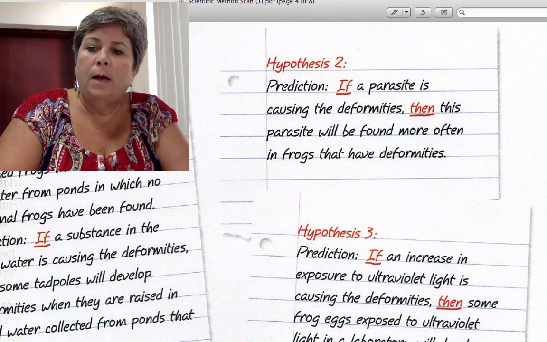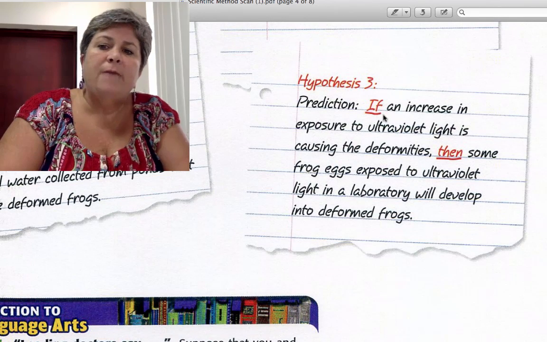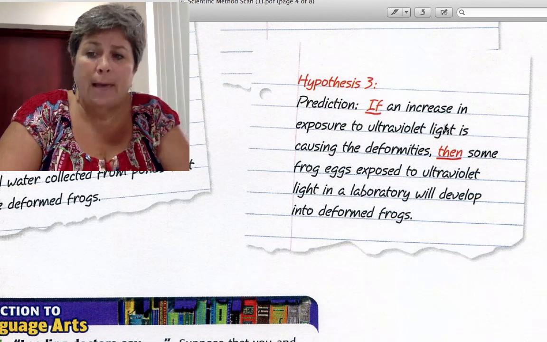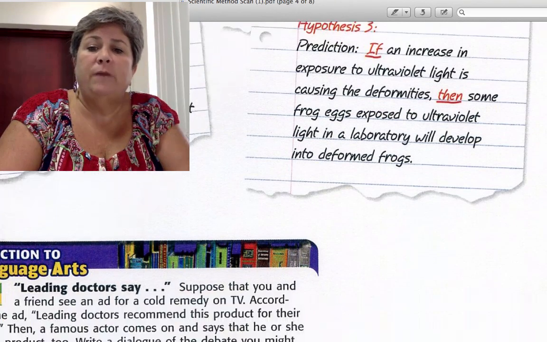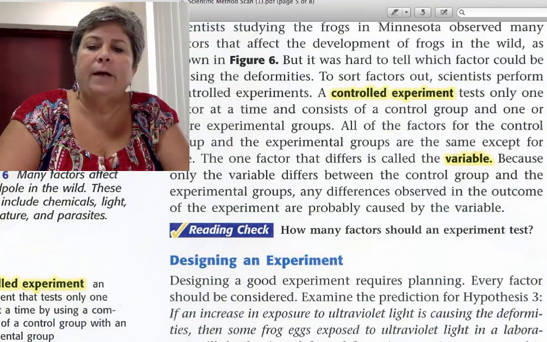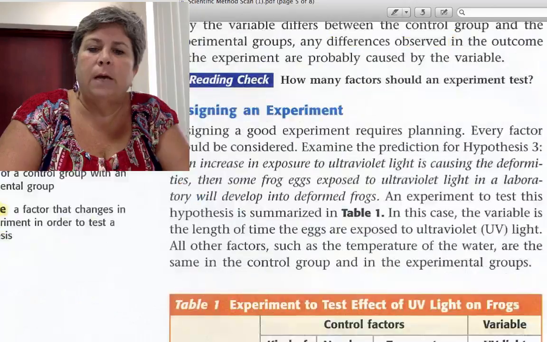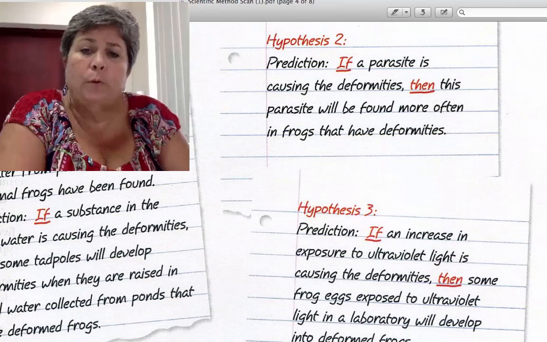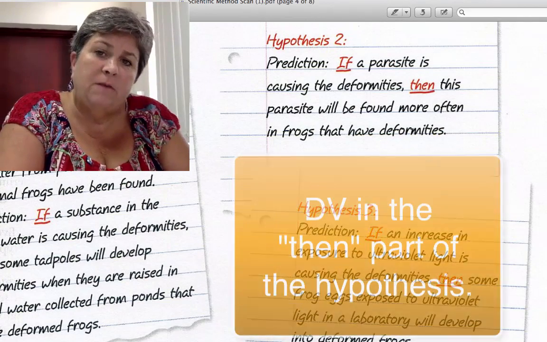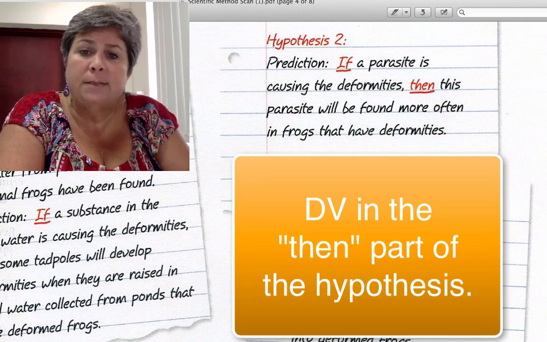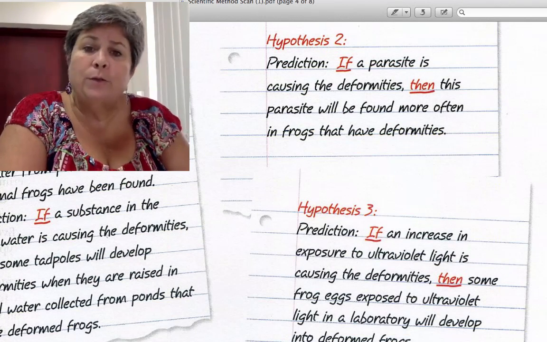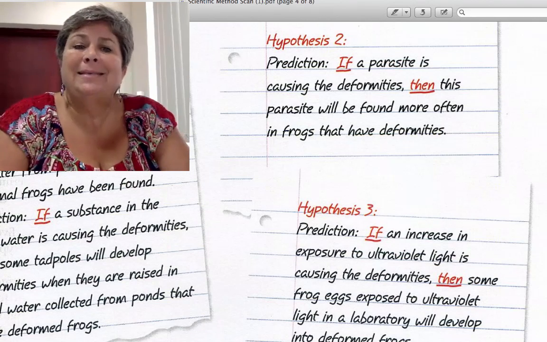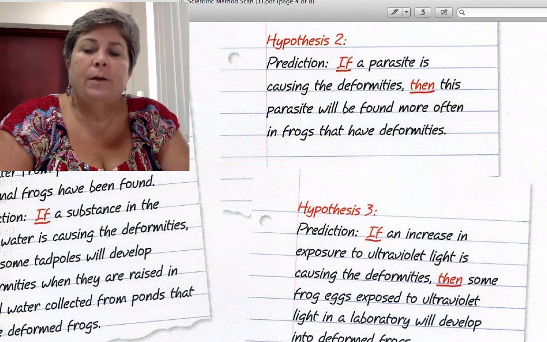And then the one down here, hypothesis 3, if an increase in exposure to UV light, the independent variable here is exposure to UV light. So those are your independent variables. Another variable that you will have that they don't really talk about in here right now is the dependent variable, or the DV. Now the dependent variable can also be considered the results, or the data that you collect, or observations. And that variable is stated in the then portion of the statement.